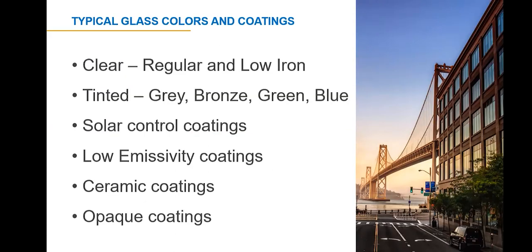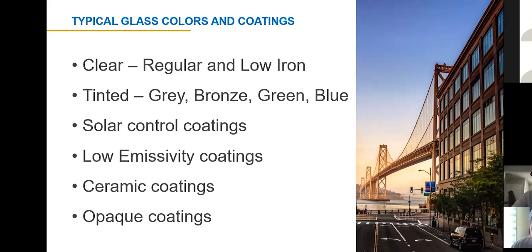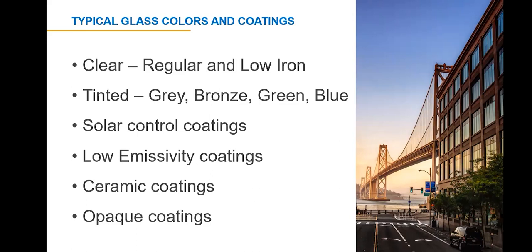Typical glass colors and coatings. Standard clear glass has an inherent green tinge, which is more apparent when viewing the edge of the glass or in stacks. This is due to the iron content in the silicate. Clear, low iron glass contains approximately 1/4 of the iron content of standard clear float glass, providing an extra clear glass that is crystal clear in appearance.